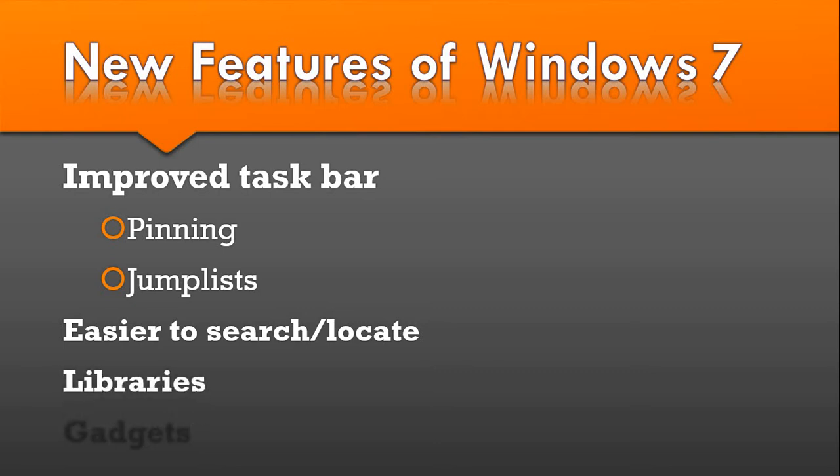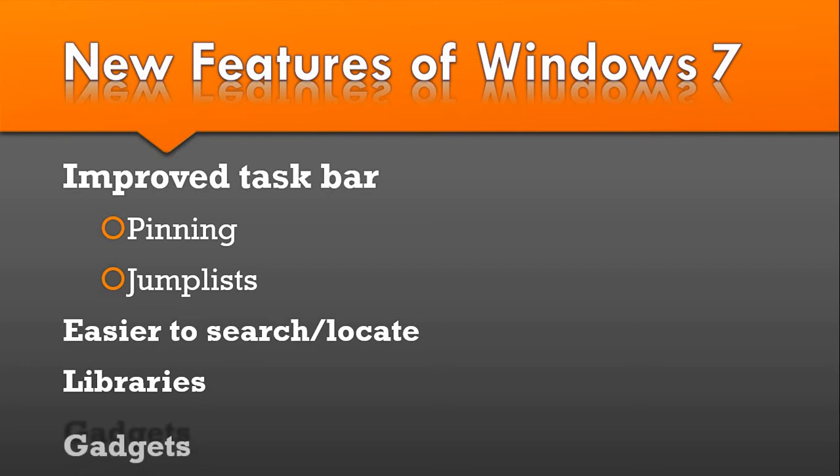Next feature is Libraries. It gives a convenient way to manage files of the same type that are located at multiple locations on your computer. It has 4 default libraries: Documents, Music, Pictures and Videos. We can also create our own library by clicking on the New Library button on the Libraries toolbar.